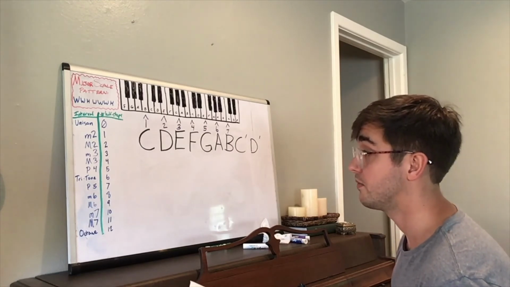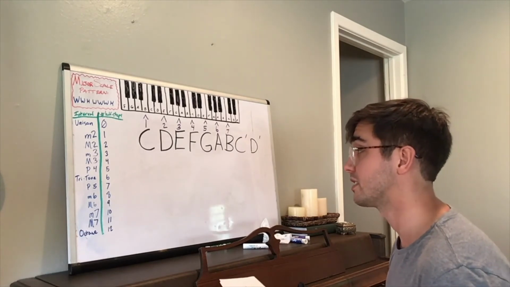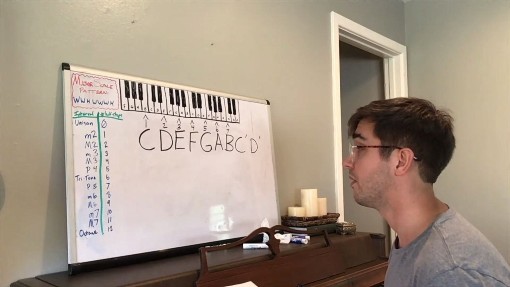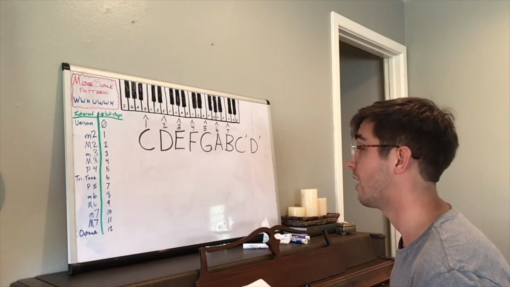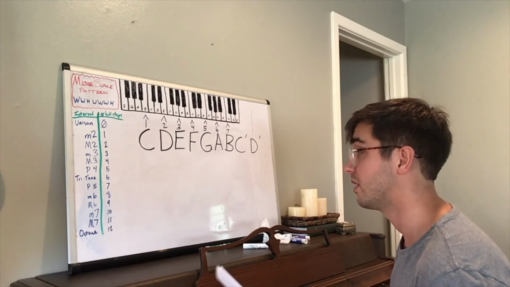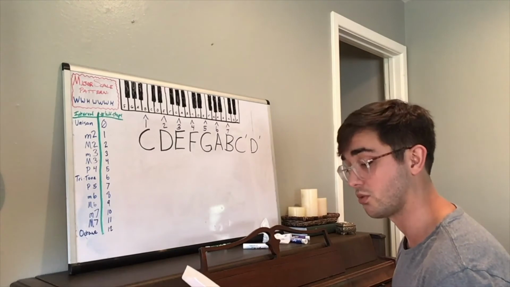Perfect fifths are 7 half steps, and the minor sixth is 8 half steps. The major sixth is 9 half steps, and the minor seventh is 10 half steps. The major seventh is 11 half steps, and the octave is 12 half steps.